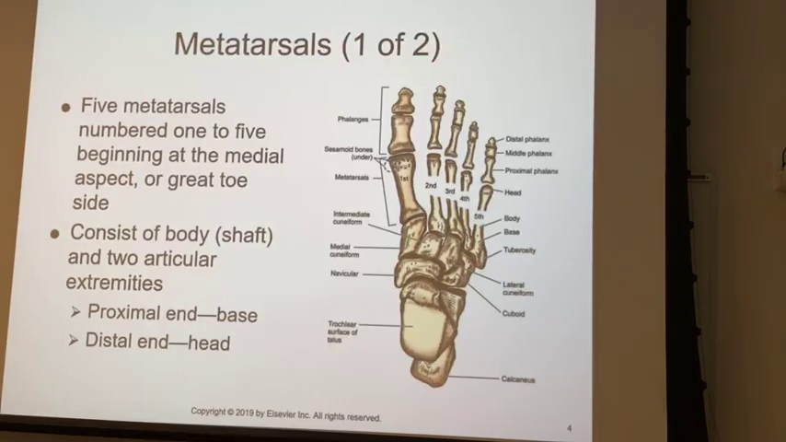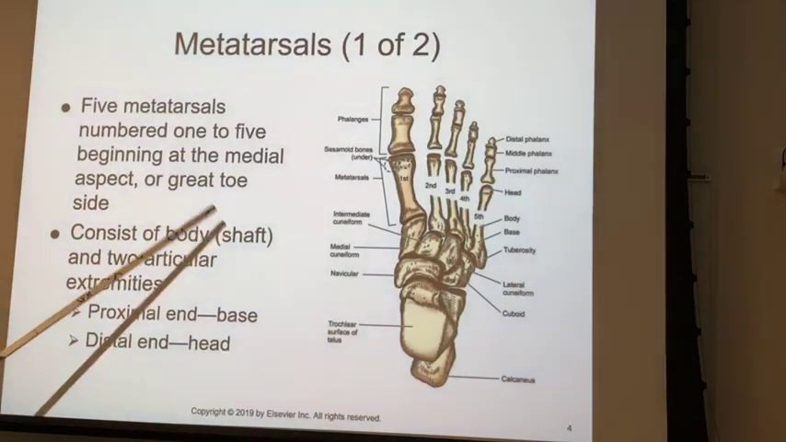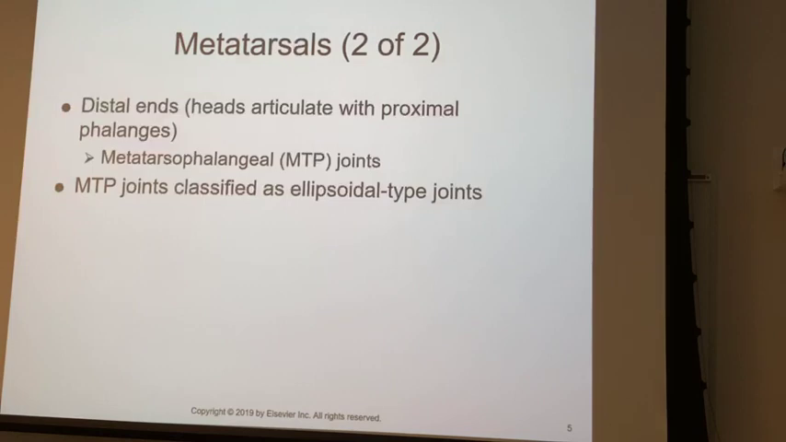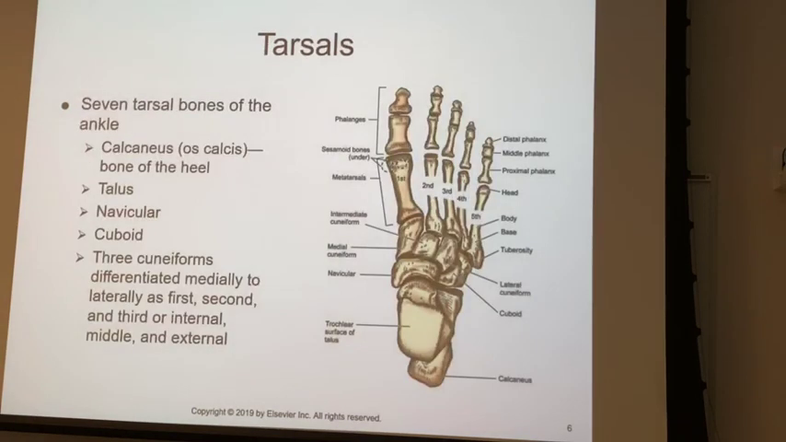So you got 5 metatarsals instead of 8, as what we saw in the, I'm sorry, I'm thinking tarsals. You got 5 metatarsals. You got 8 carpals. So 5 metatarsals, named 1 to 5 from medial to lateral. They are long bones, so they have a body, or shaft, and articular extremities. Proximal end is the base, distal end is the head. And then you got articulations, we just talked about those.